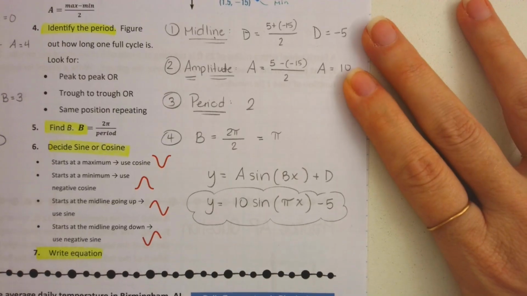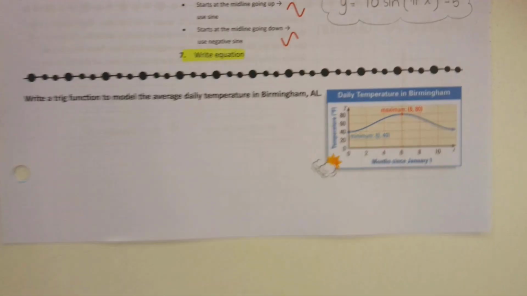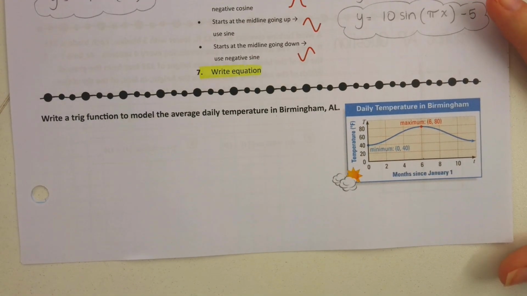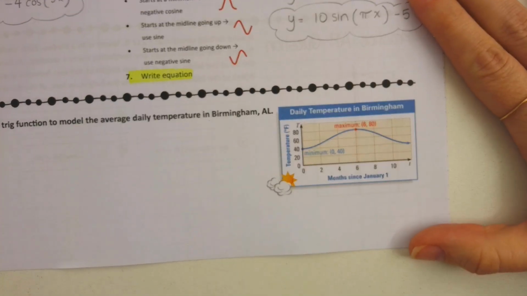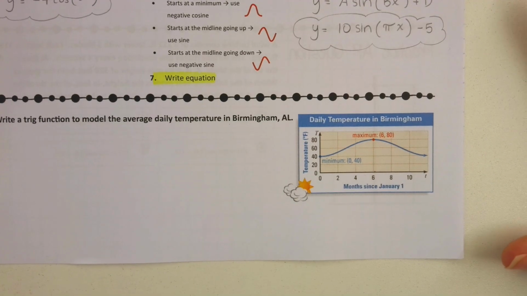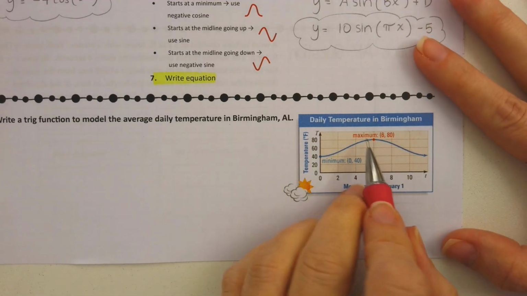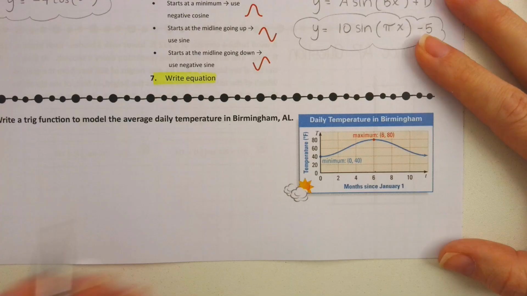All right, let's get into some where we have an application. Now, this next one is nice because they at least give us a graph to look at. They don't always give us a graph. So we want to write a trig function to model the average daily temperature in Birmingham, Alabama. And you can see this is a little sinusoid wave. Starting by, I'm going to identify the maximum and the minimum. My maximum is up here at 80, and my minimum is down here at 40.